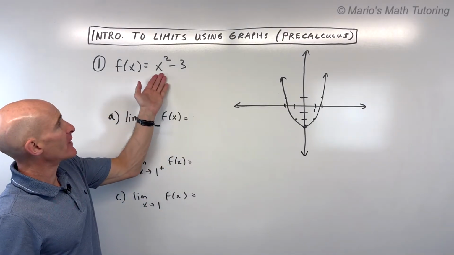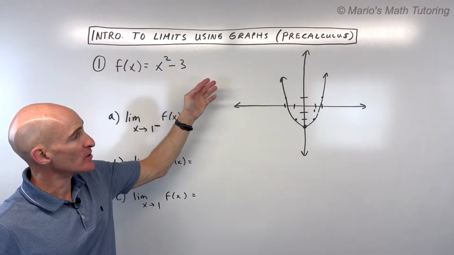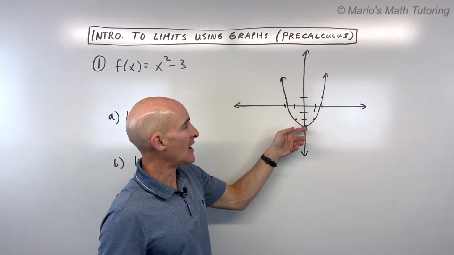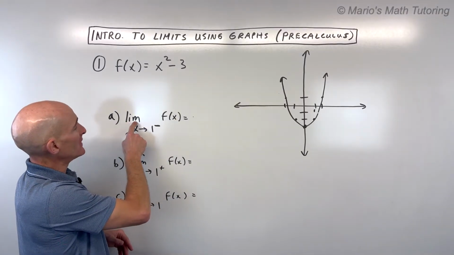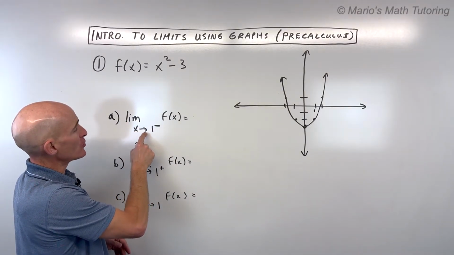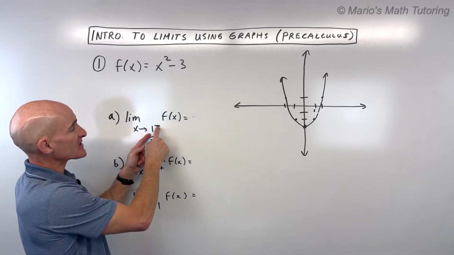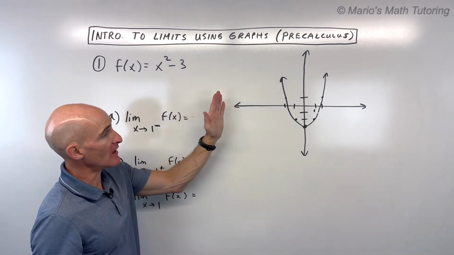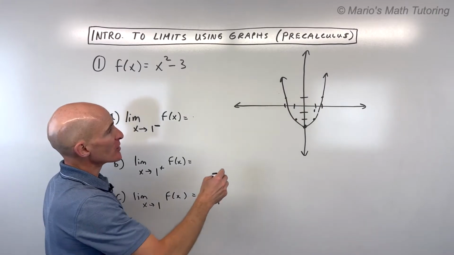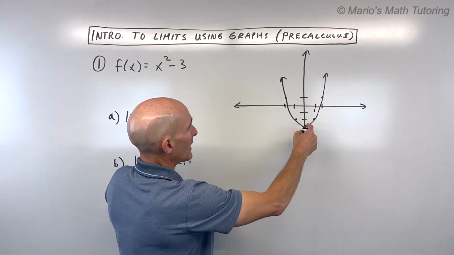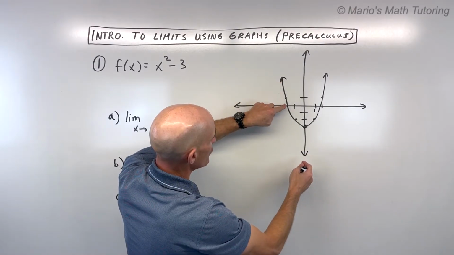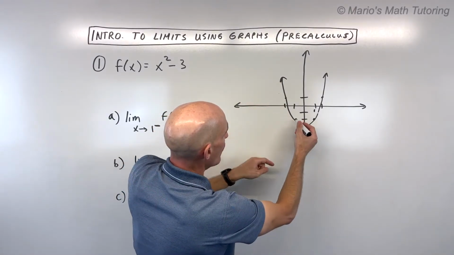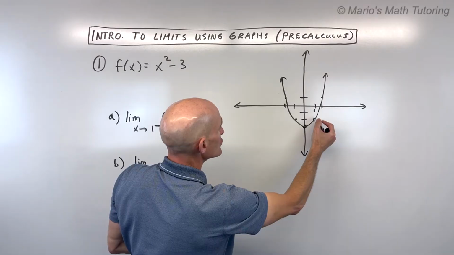This first one, f of x equals x squared minus 3, you know it's a parabola that's been shifted down 3 units. But what we're going to do now is talk about the notation. So the limit as x approaches 1, this minus sign here means from the negative or the left side. So what you're going to do is follow the graph, and you're going to approach this x value of 1. And as you stay on this graph and you're approaching 1 from the left, what y value are you getting closer and closer to?